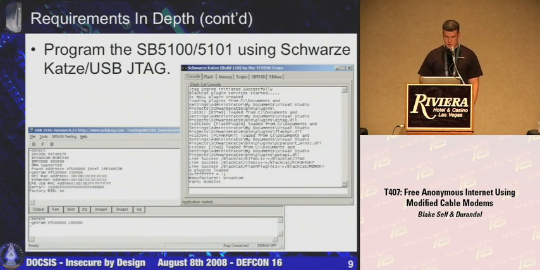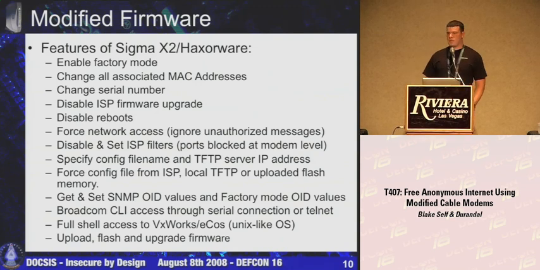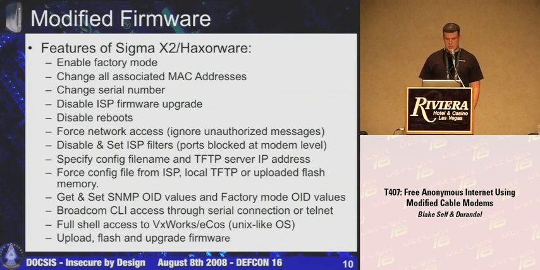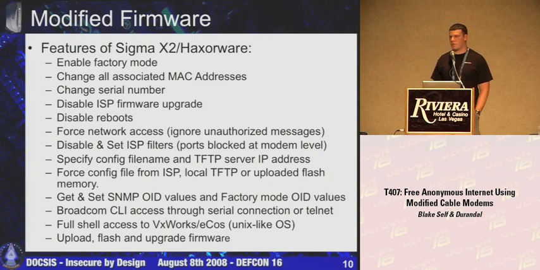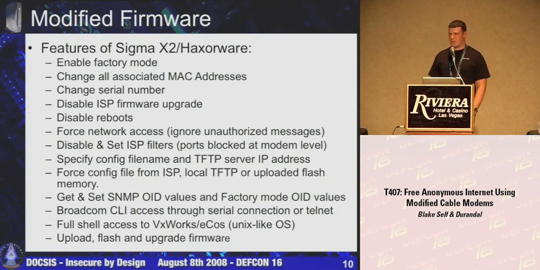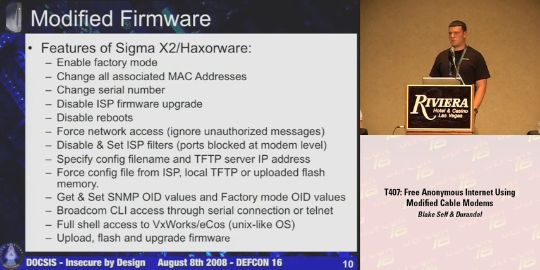I already mentioned those. And then the features of the firmwares we're going over. You can enable factory mode, change all your associated MAC addresses, and change the serial number. You can disable the ISP firmware upgrade, which basically, if you don't do that, then they could send you a new firmware and overwrite your good hack firmware with the factory one, which you don't want. You can disable reboots, so they're not rebooting your modem. Forced network access is basically, in some cases, you can get an unauthorized message saying you're not allowed on this network. Well, if that's all they're using for security, you can just ignore that.